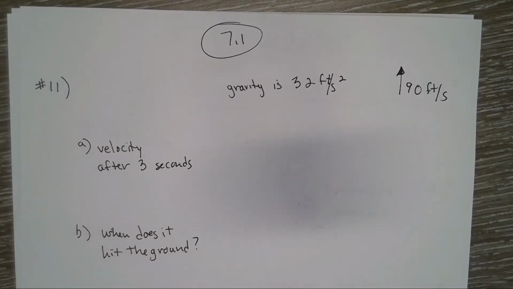7.1, number 11. Acceleration due to the Earth's gravity is 32 feet per second squared. From ground level, a projectile is fired straight upward with a velocity of 90 feet per second. What's the velocity after 3 seconds?